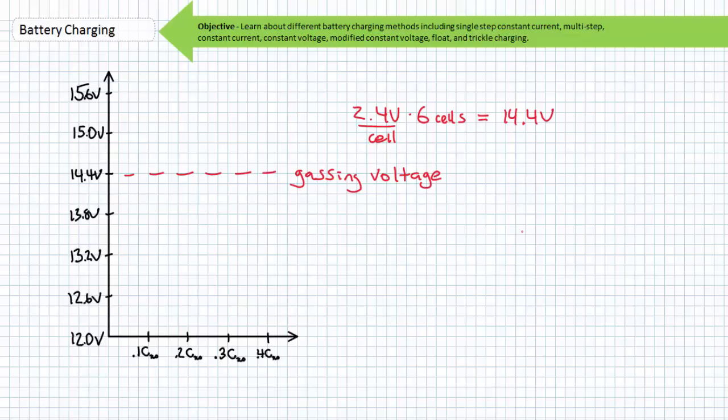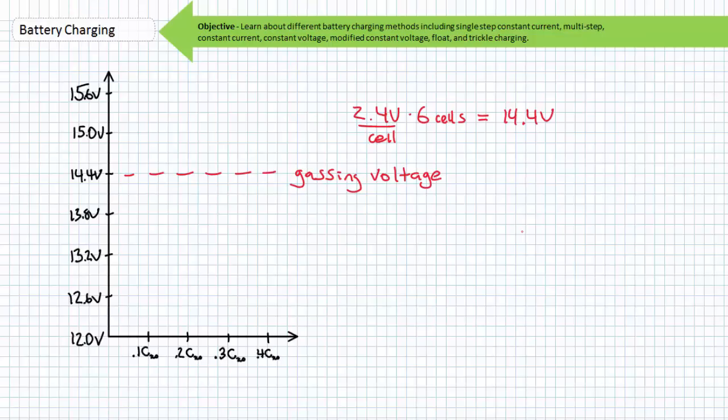Gassing typically occurs at around 2.4 volts per cell for a lead-acid battery. This means a 6-cell lead-acid battery's gassing voltage is approximately 14.4 volts. It is a recommended practice to not exceed this value for any prolonged period. The charging voltage of a lead-acid battery is affected by both the state of charge and the charge rate, where charge rate is typically expressed as a function of capacity.